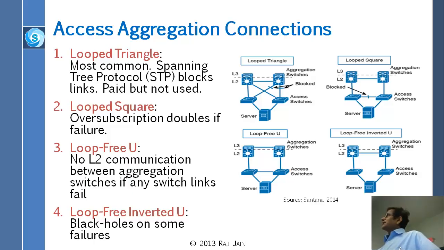So the next option is to connect like this, looped square. Now these four switches will run a spanning tree, and the spanning tree will say that please block this link because there is a loop. Now once you block that, then there is no loop. And the problem with this is that oversubscription doubles its failure.